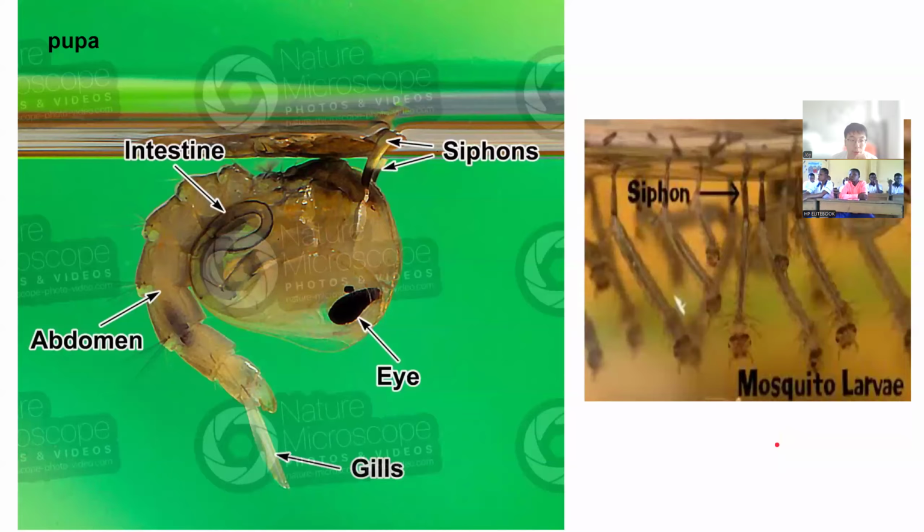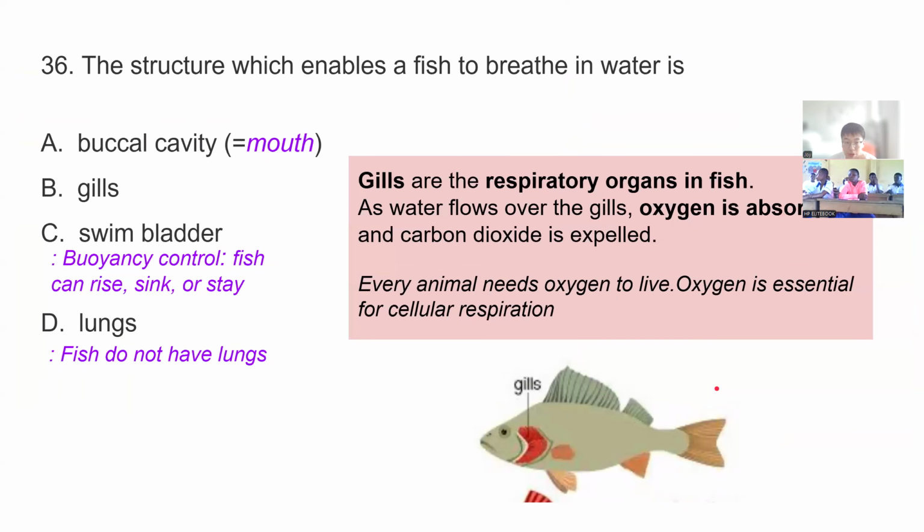And yeah, these are small parts of the pupa and the larvae.